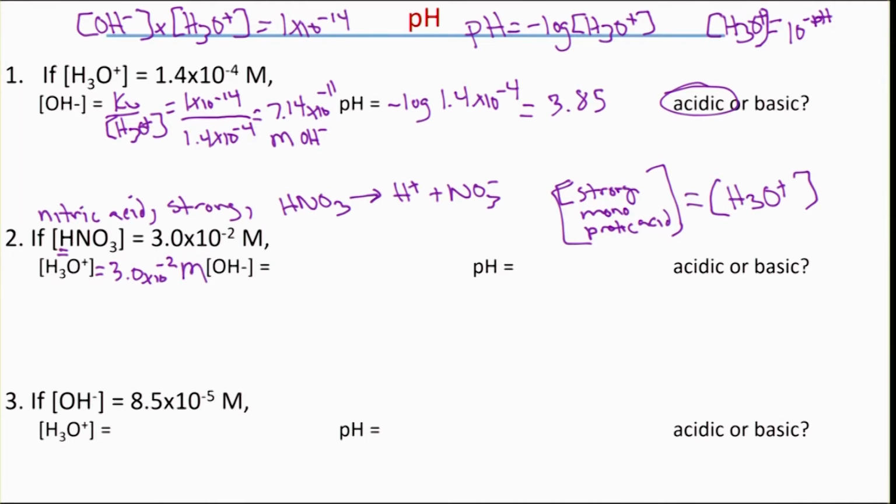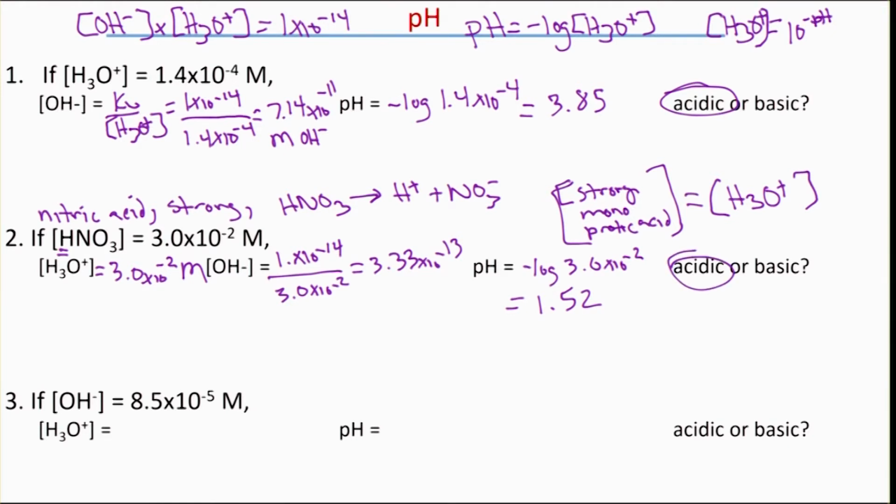All right, now that we have that, we can go and solve for hydroxide. And hydroxide would be 1 times 10 to the negative 14 over the hydronium 3.0 times 10 to the negative 2. Solve for that. I got 3.33 times 10 to the negative 13. And when I find the pH of this, the negative log of 3.0 times 10 to the negative 2, on my calculator, I got 1.52. This is less than 7. I will say acidic.